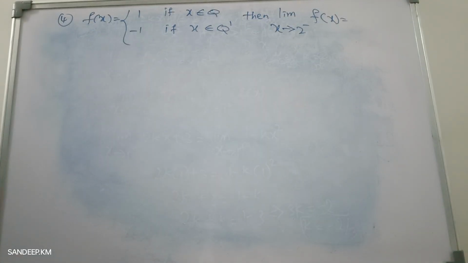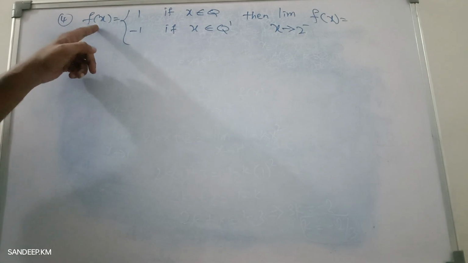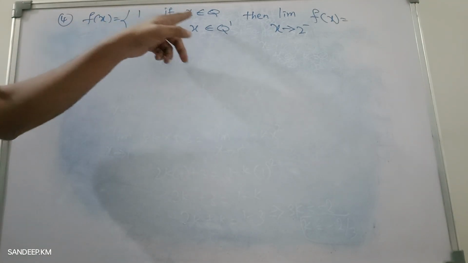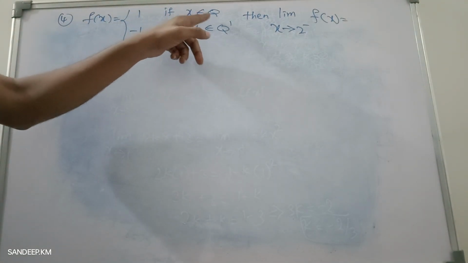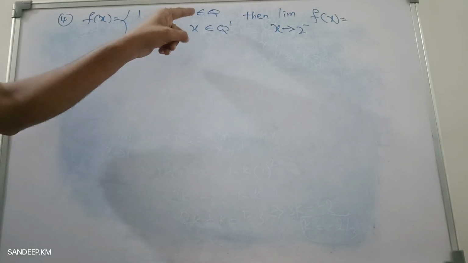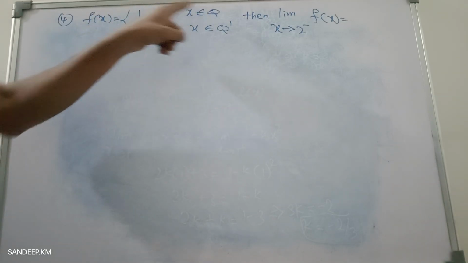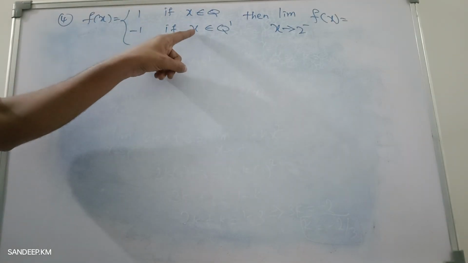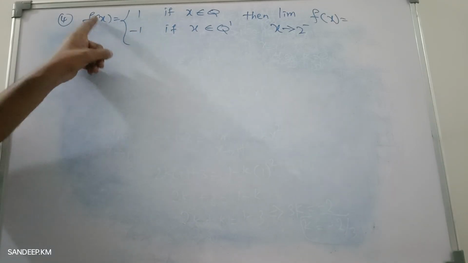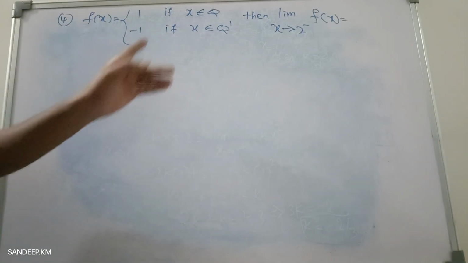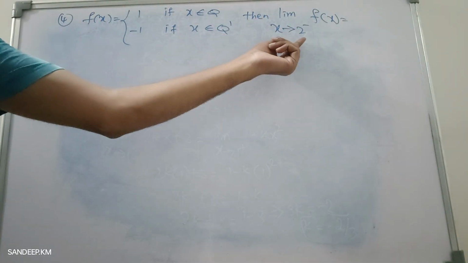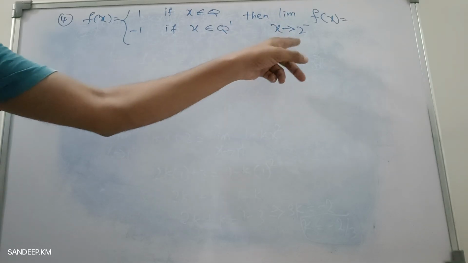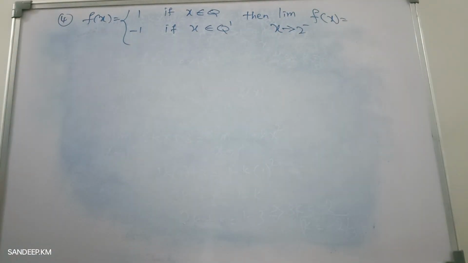Here is our next question. So the fourth one, f of x is equal to plus 1 if x is a rational number. x belongs to q means x is a rational number. If your input x is a rational number, then f of x is 1. And if your input x is an irrational number, then f of x is minus 1. Now they are asking us to find only the left hand limit. Please observe, limit x approaches 2 minus f of x. Let us see how to solve this question.